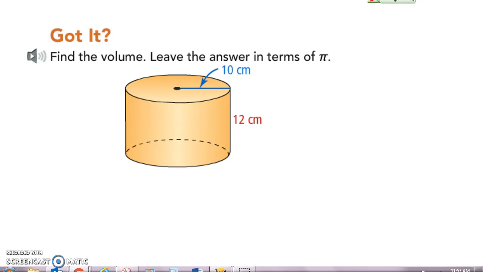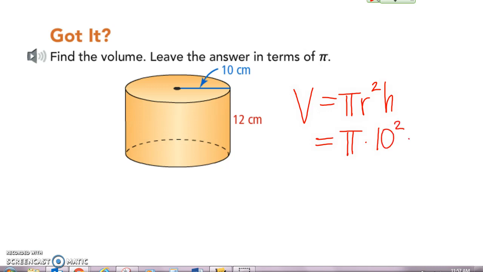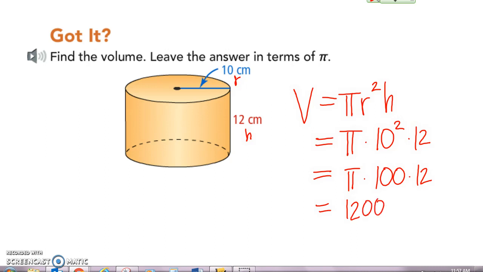Okay? So I'm going to start by writing my formula. Volume equals pi r squared h. Now plugging into my formula, I'm leaving the pi symbol. Normally I'll put 3.14 there, but since they told us to leave it in terms of pi, I'm using pi. The radius is 10, so 10 squared, and the height of the cylinder is 12. From here, I know 10 squared is 100. And then I multiply that times 12. This is going to be 1200 pi.